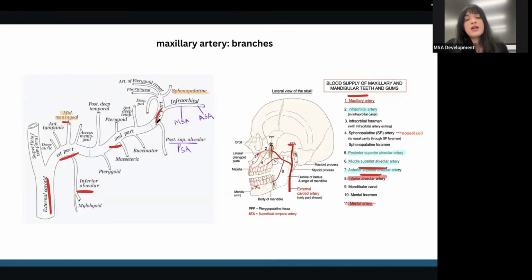So just again, this is the maxillary artery coming. It gives off the posterior superior alveolar, so PSA. Then it becomes the infraorbital. Infraorbital gives off the MSA and the ASA. Okay, and then the maxillary artery also gives off the sphenopalatine, the pharyngeal, and the artery of the pterygoid canal. That's what's shown on this diagram as well.